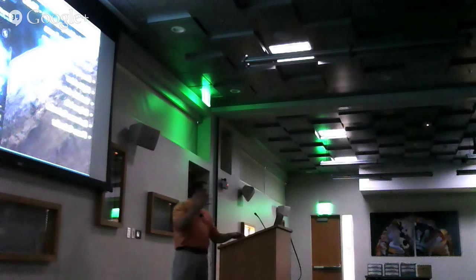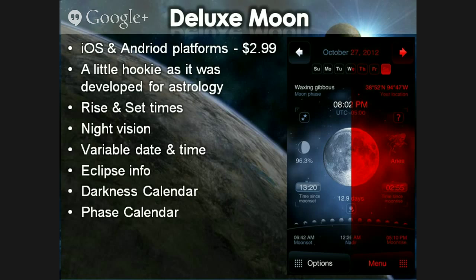It does have night vision. Obviously, you can change your date and time. It has some great eclipse information, and just all around, a solid, good little app. For instance, that moon crescent phase locator. Say it's a one-day lunar crescent, does it tell you whether you can see it or not?